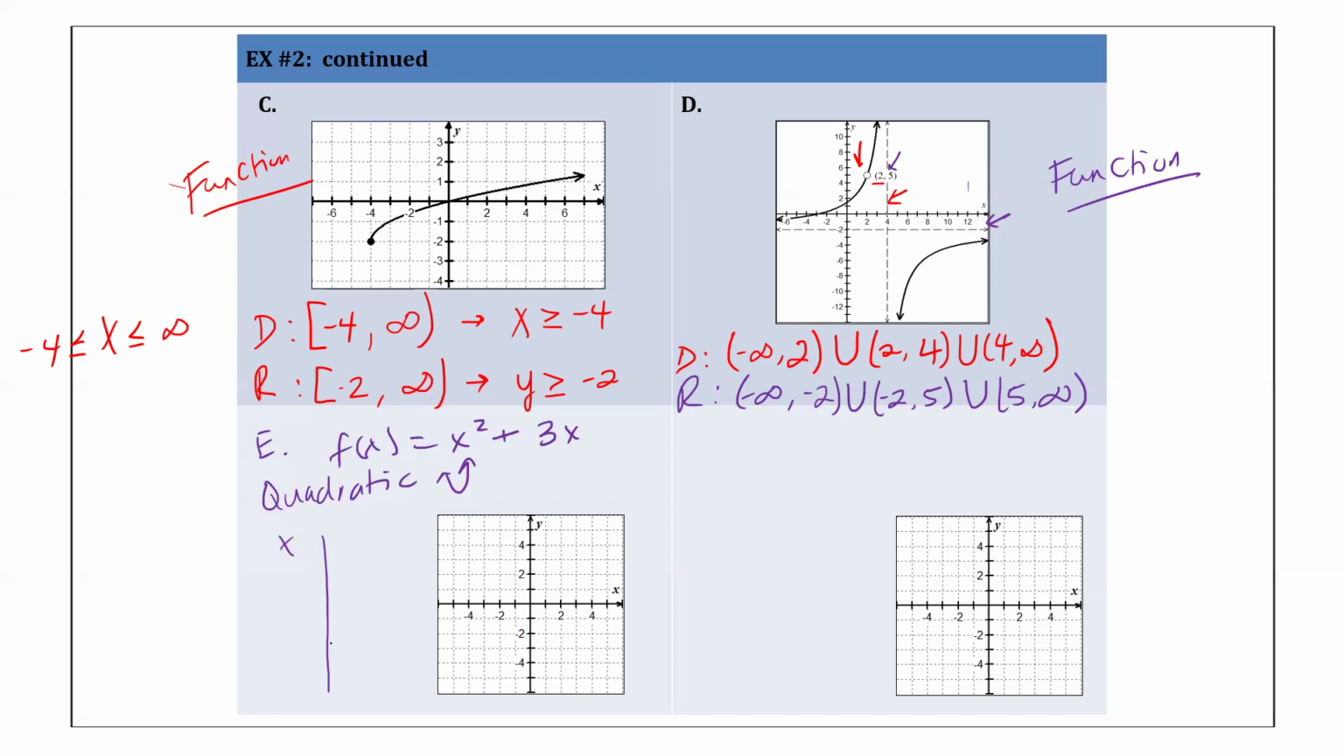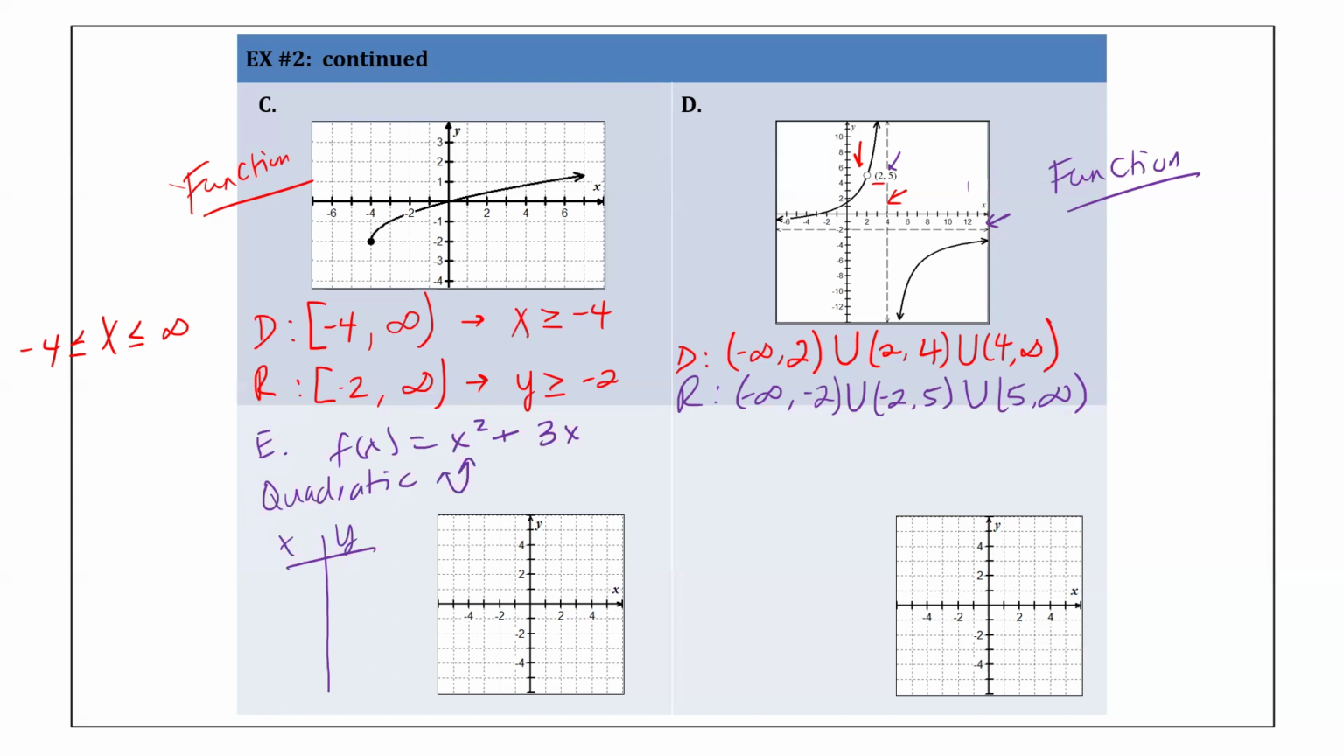So we're going to create some. You have a couple skills you could use here. You could find your zeros, correct? Figure out where it is across the x-axis. You can figure it out just by making a table.